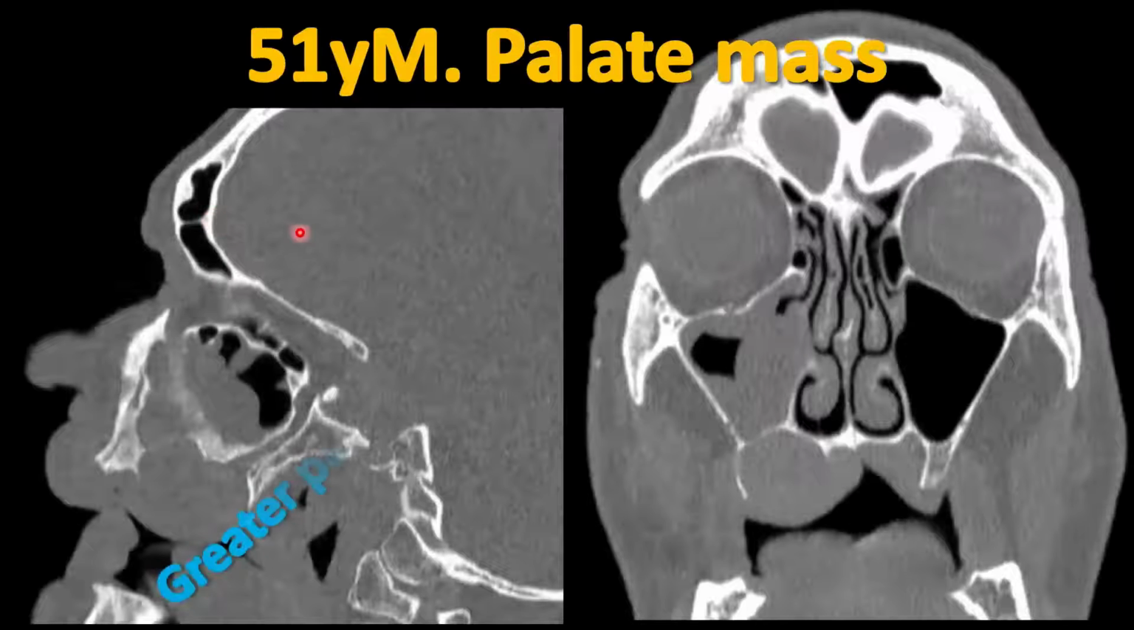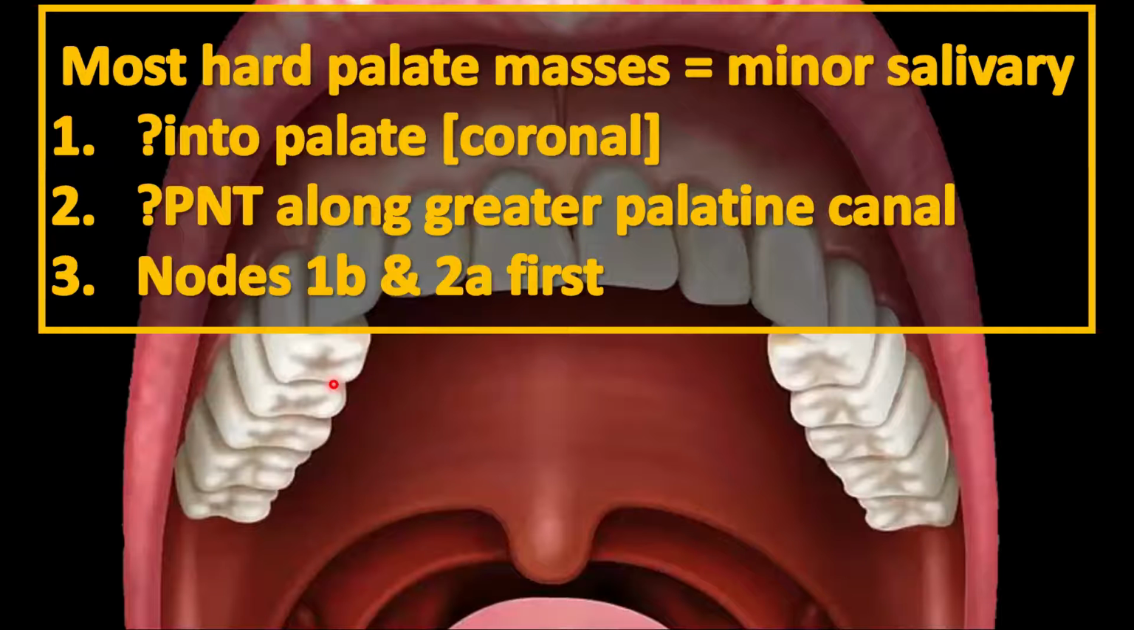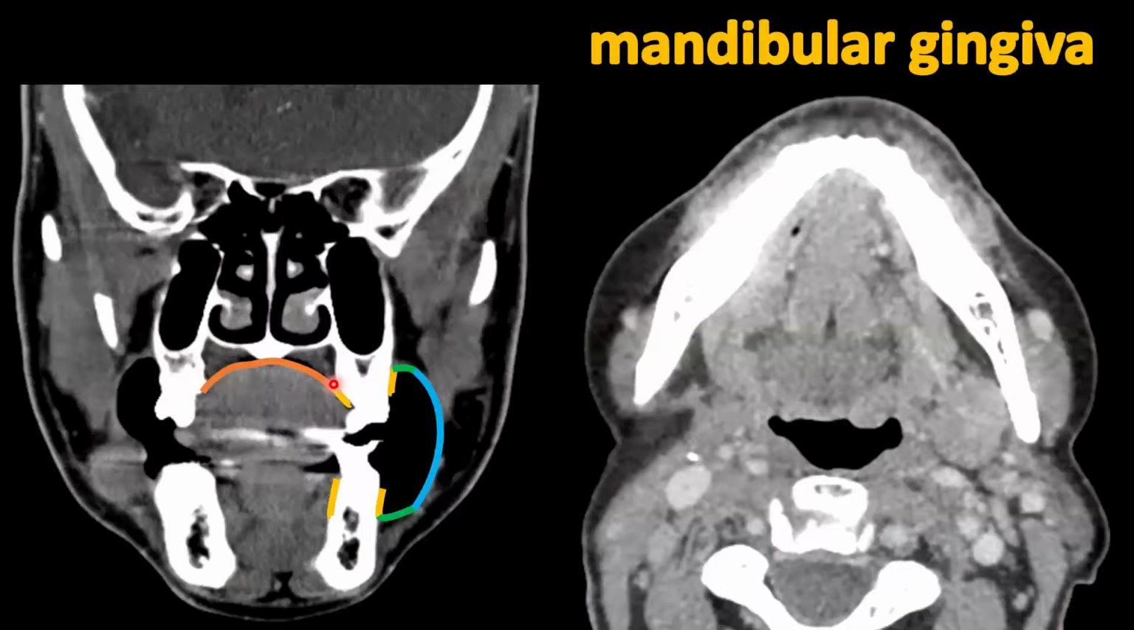One of the things to remember anytime you have hard palate lesions, particularly because they're minor salivary gland most often, is to look at the greater palatine canal, which is the highway for these tumors to spread along the greater palatine nerve to the pterygopalatine fossa. So most hard palate masses are minor salivary tumors. You really want to have coronal imaging, whether you're doing CT or MR, to understand, is it remodeling or going into the palate? Is it going into the maxillary sinus? And then look very carefully on all your images for evidence of perineural tumor spread.